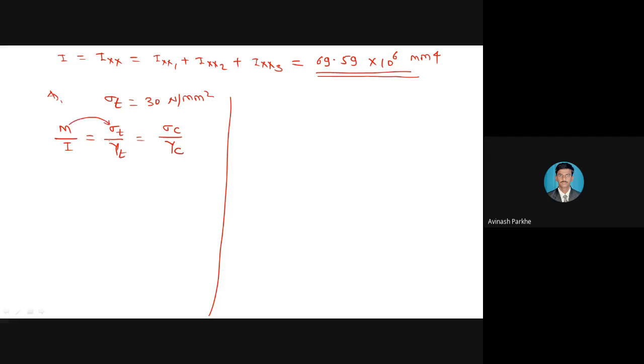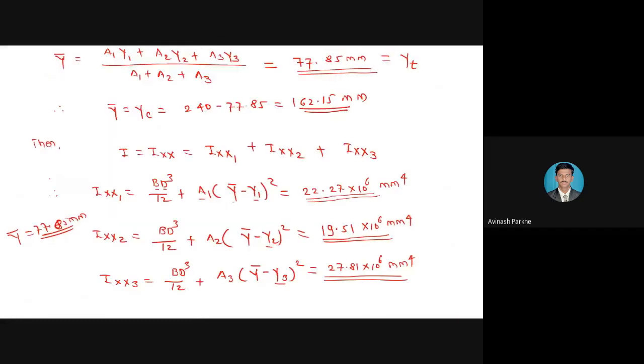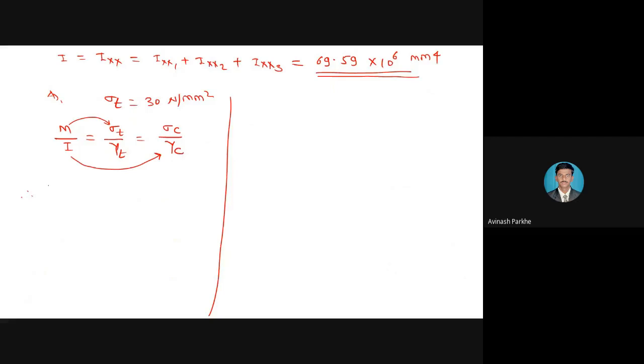This combination is also correct. Similarly, M upon I is equal to sigma c upon yc. This combination is also correct because sigma t and sigma c both are the bending stresses. Therefore, any combination I can use for my further calculation. Here M already we have calculated in the form of W, so that M value we can take as it is, that is W into 4.5 into 10 raised to 6.